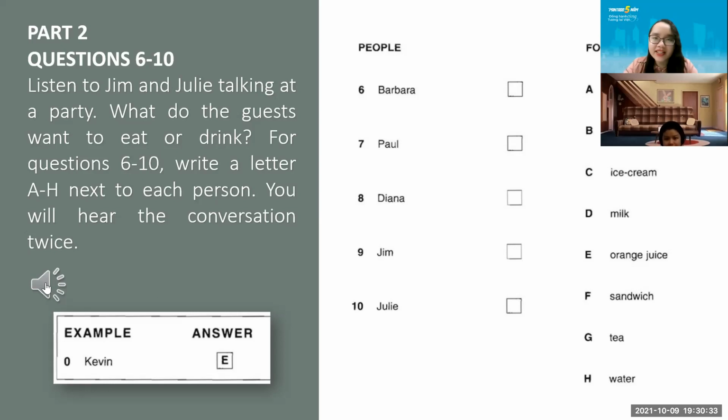Right. We will now start. Listen to two people talking at a party. Nghe thấy đúng không Ly? What do the guests want to eat or drink? For questions 6 to 10, write a letter A to H next to each person. You will hear the conversation twice.